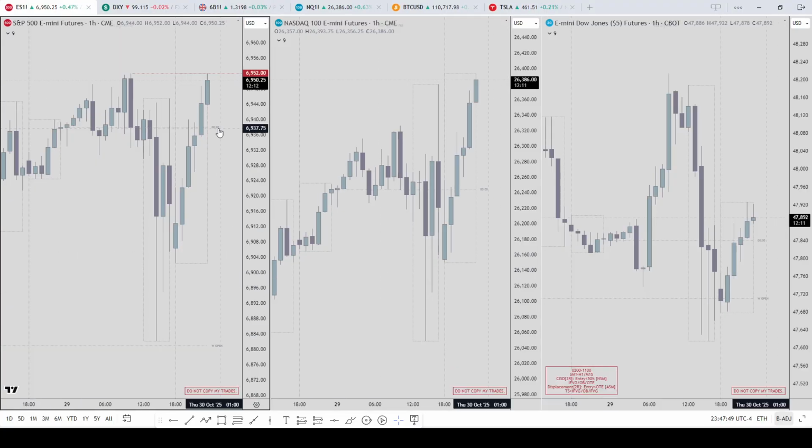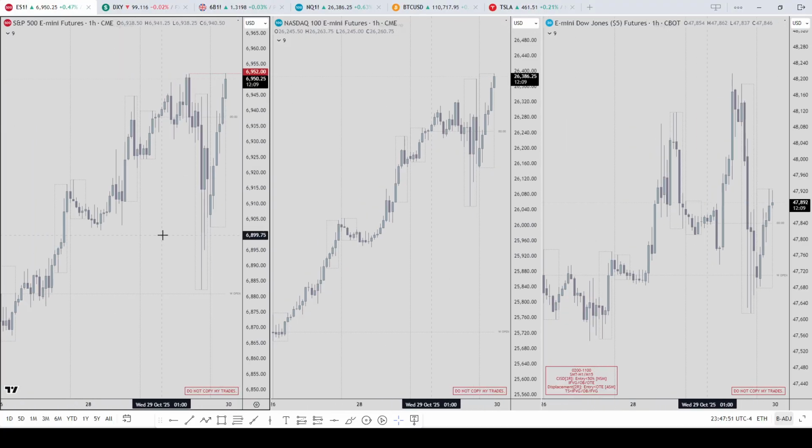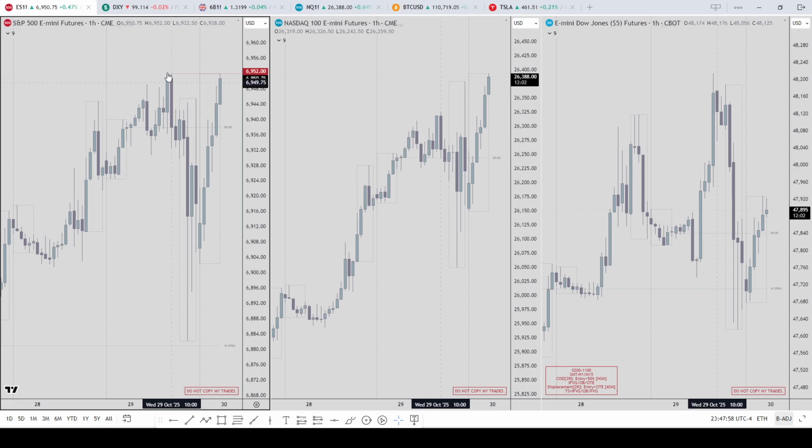Heading into the charts, we can see that this was the aftermath of FOMC's destruction. Here, we are trading towards the previous day's high for ES, and Nasdaq has already taken out the previous day's high. Right now, what I'm looking for is a potential swing high to form on the 1 hour time frame, and I would like to see a swing low forming on the 1 hour time frame as well. That would give us the dealing range, because Asia's range is just too big to work with.